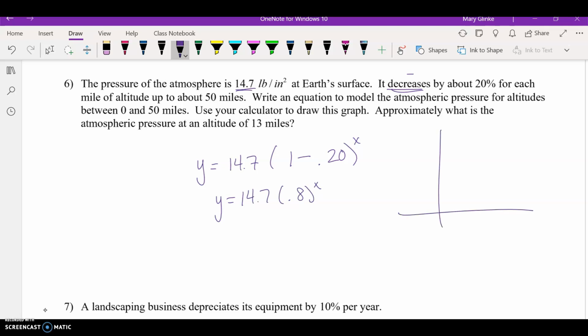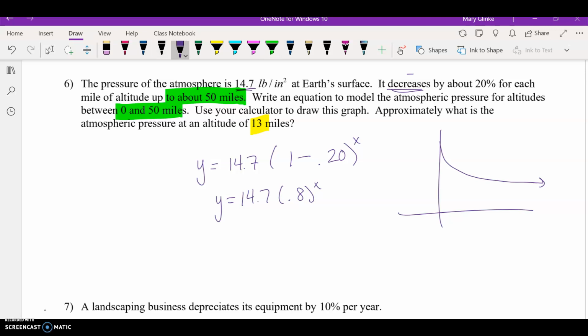So you could go ahead and graph this if you'd like to and take a look at what this graph looks like. You will see that decay function. We want to figure out the atmospheric pressure at an altitude of 13 miles. Now, we're not really using 0 and 50 at all. It's just kind of the context here. It's saying after 50 miles, this atmospheric pressure doesn't apply anymore. So we couldn't have you figure out an altitude of like 80 miles because then it's not in the applicable part of this.